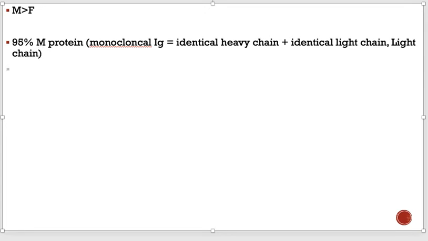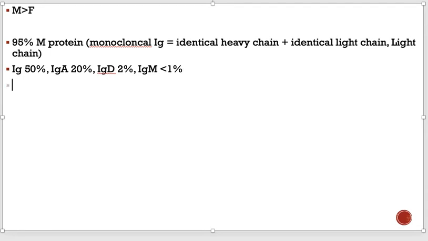Most of the time, it is IgG. 50% of the time IgG is the one which is involved. After that, IgA, 20% of the time. After that, it could be IgD, but not so common, guys, you can say 2% of the time. And IgM is the last one, less than 1% of the time you'll find this one.